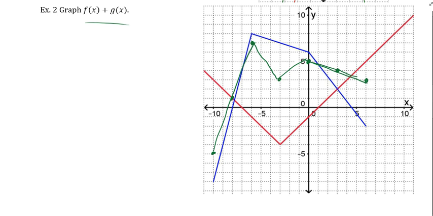And then stops, because the red one keeps going in both directions, but the blue one doesn't. So when I add them together, the new graph only exists where both graphs existed. Does that make sense? Any questions about that? Just look for key points. Pretty easy.